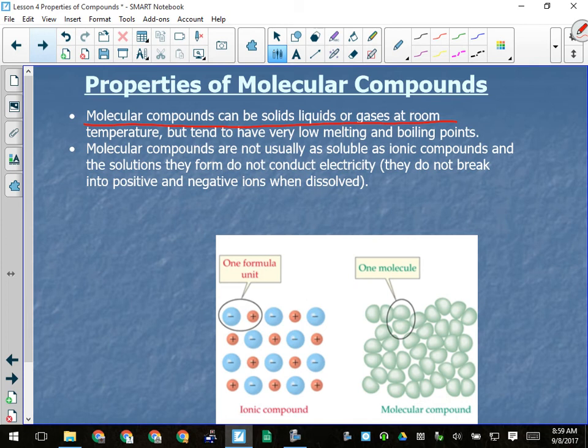Molecular compounds are not usually as soluble as ionic compounds. Not usually. There are some. Does sugar dissolve pretty well in water? Yeah, it does. What about alcohol? Does alcohol dissolve in water?